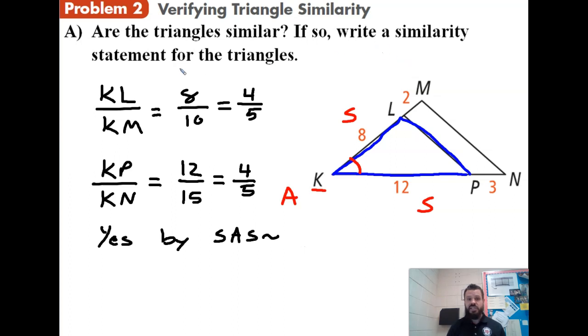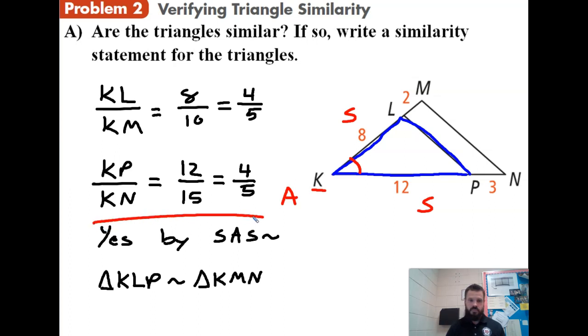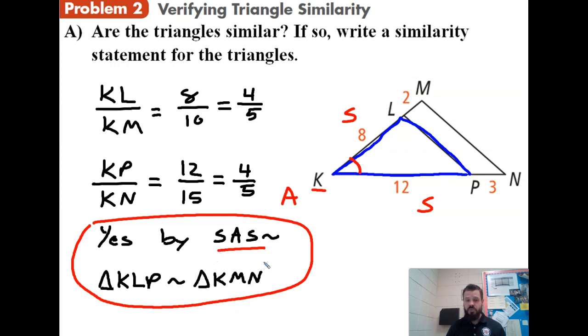And as far as writing a similarity statement, we'll just name the two triangles. We can say triangle KLP is similar to triangle, in the same order, KMN. All right, so the answer to this question will be yes or no. If it's a yes, how do we know? Which shortcut do we use? Well, this one is an example of the SAS similarity, and then here we're also giving the similarity statement.